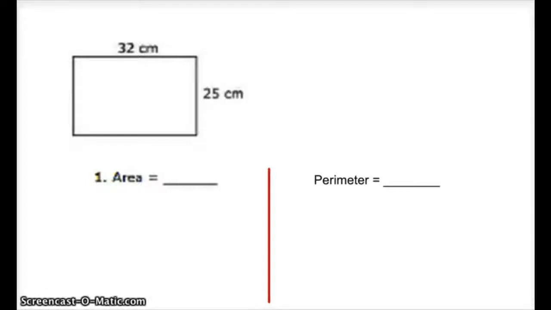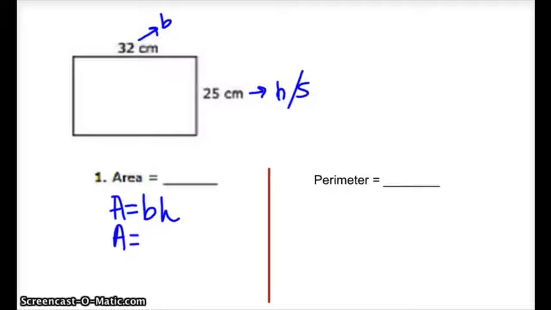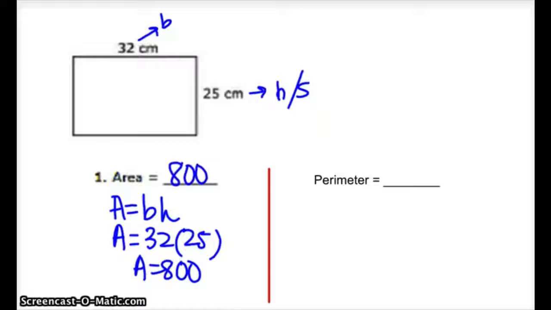Last example. This is just a rectangle. You should recognize this one, right? You might have been taught that the area is length times width, but we're going to stick with the area of base times height, right? This is my base, this is my height, and it's also my side. So the base is 32, and the height is 25, and 32 times 25 is 800. So the area is 800. Let's not forget our units. Centimeters times centimeters are centimeters squared.